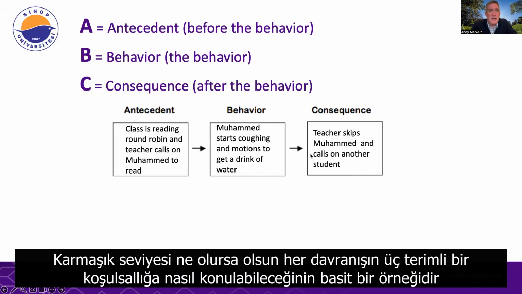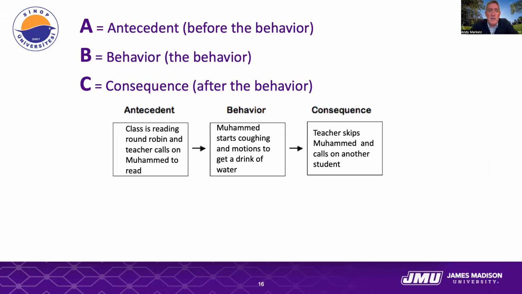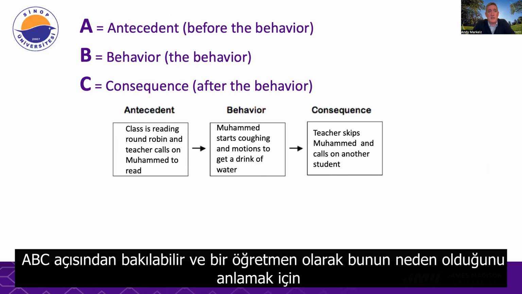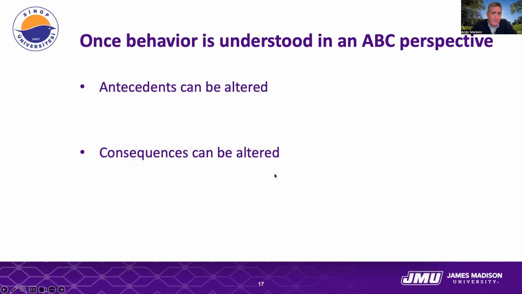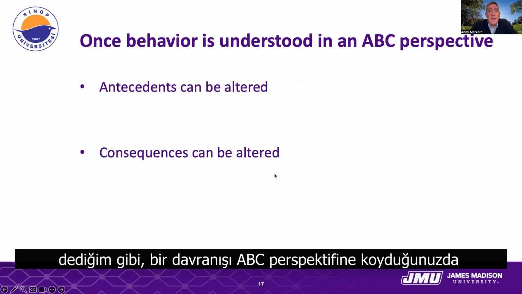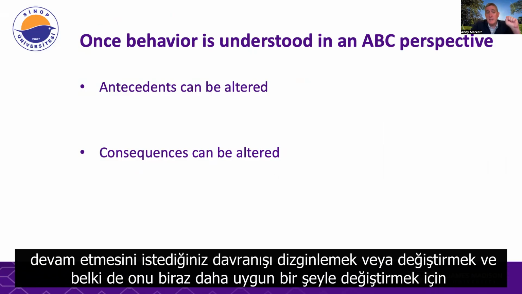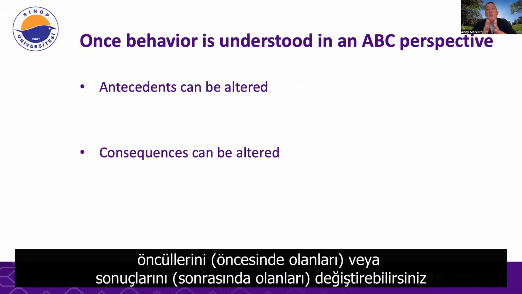So this is just a simple example of how every behavior, regardless of the complexity of it, can be put into a three-term contingency. It can be looked at from the ABC aspect. And as a teacher, you can start investigating what's happening before and what's happening after to understand why this is happening. And like I said, once you put a behavior into the ABC perspective, you can alter the antecedents or you can alter the consequences to then curb the behavior, or to continue the behavior you want, or to change it and maybe replace it with something that's a little more appropriate.